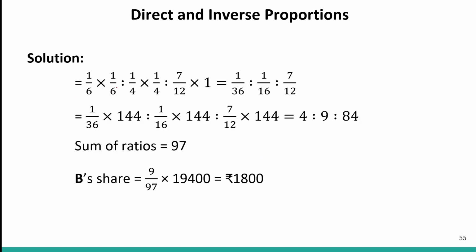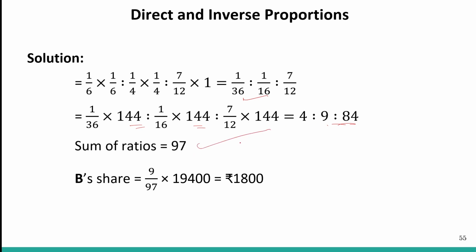So 1 by 6 into 1 by 6 is 1 by 36. 1 by 4 into 1 by 4 is 1 by 16. 7 by 12 into 1 is 7 by 12. Okay, so 1 by 36, 1 by 16 plus 7 by 12. So 1 by 36 into 144 is 4. 1 by 16 into 144 is 9. So 7 by 12 into 144 is 84. So 4 is to 9 is to 84.